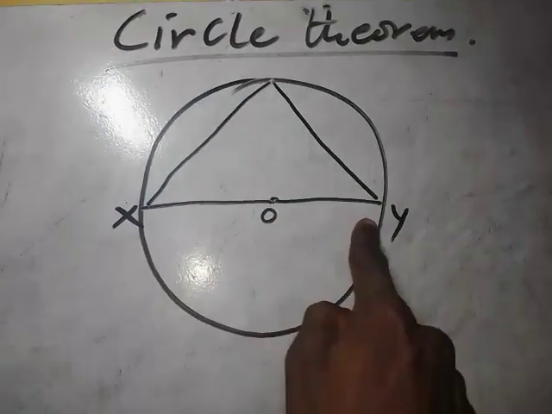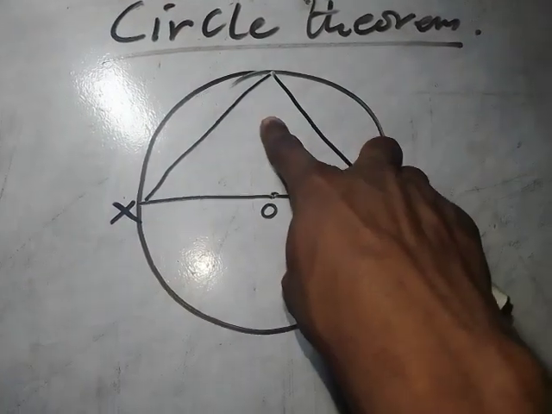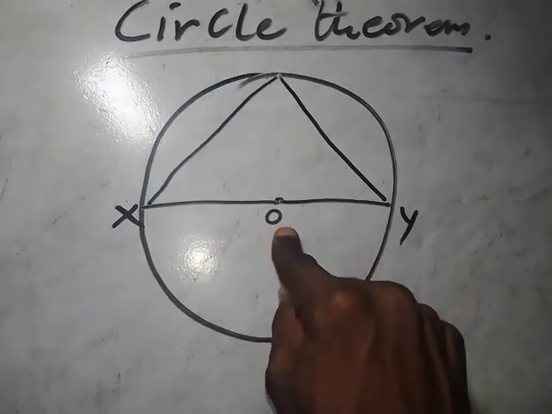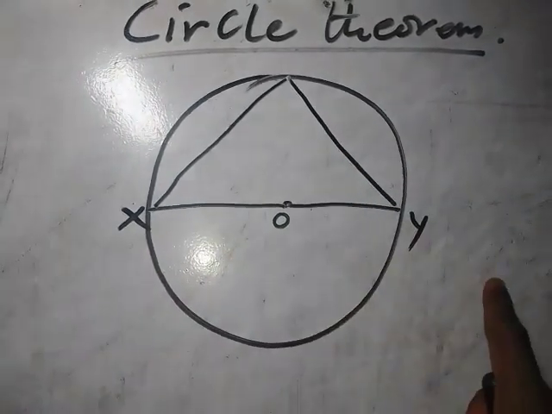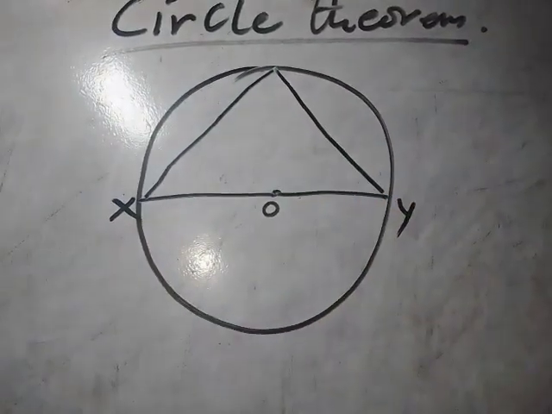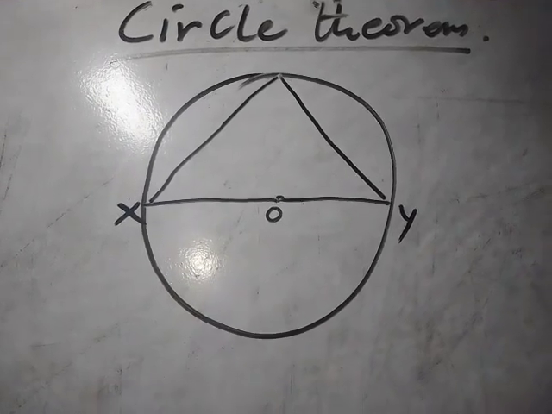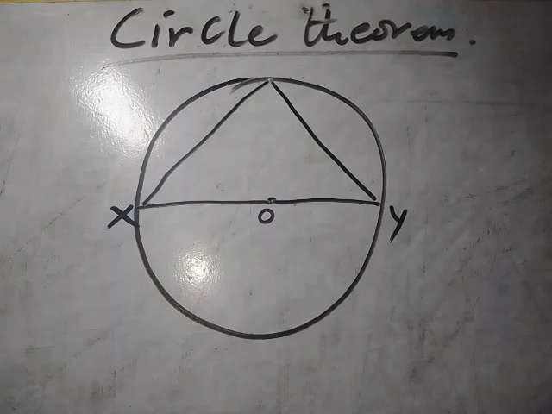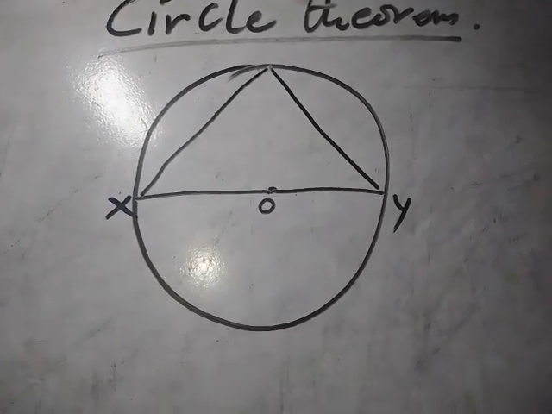So if I draw a line from here to this place and a line from here to this place, and I draw a line from x to y, dividing the circle into two semicircles, and this is O, which is the center, now I can say that angle in a semicircle is a right angle, and so this is a right angle. Angle in a semicircle is a right angle.